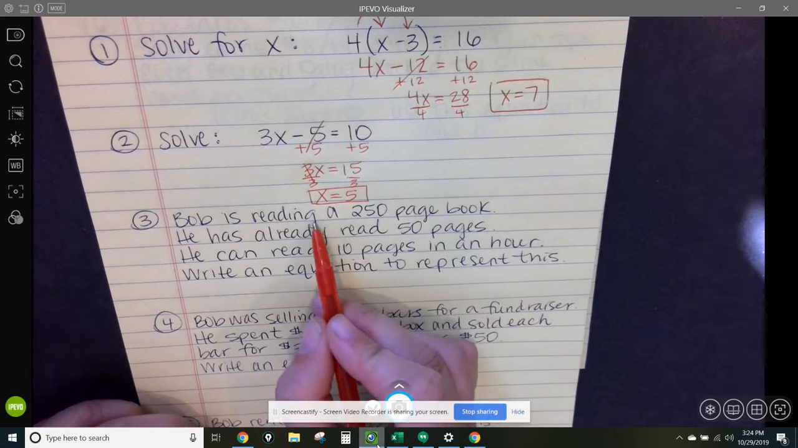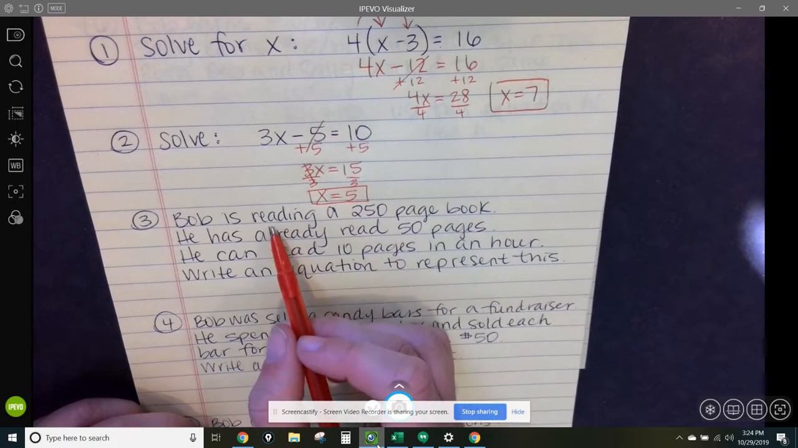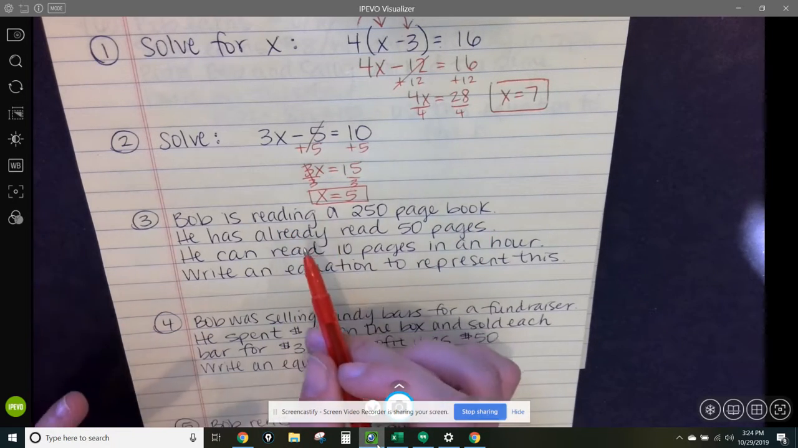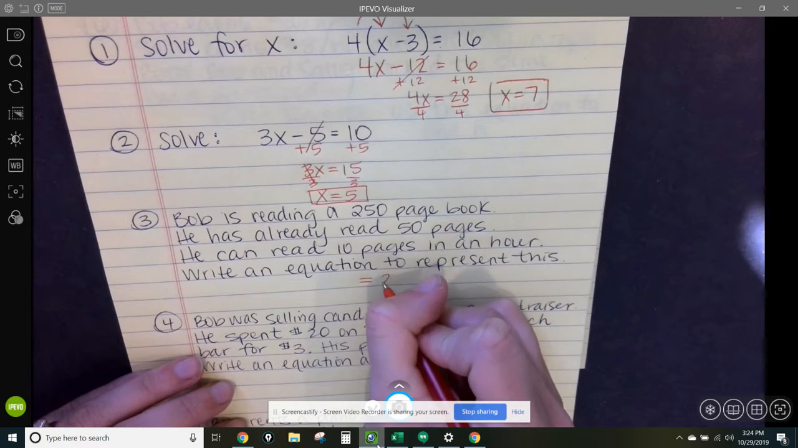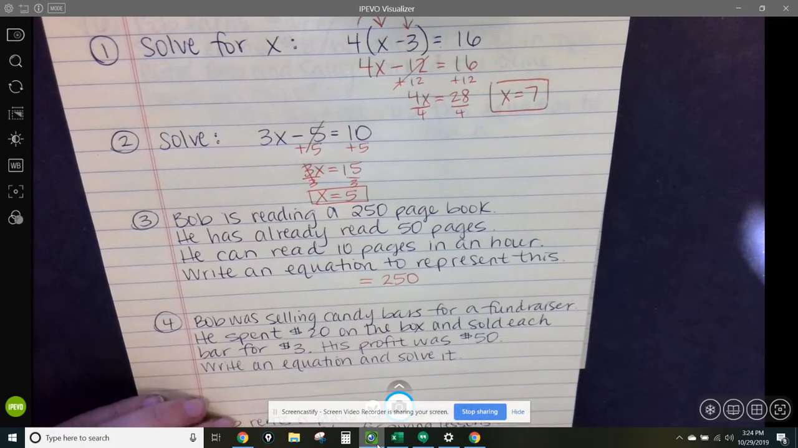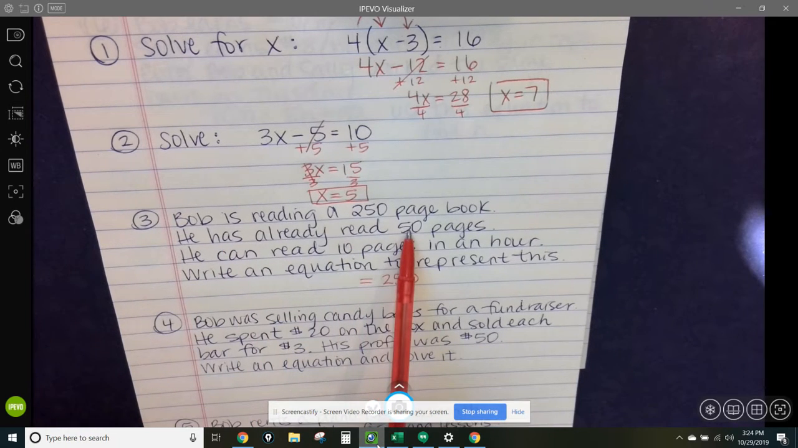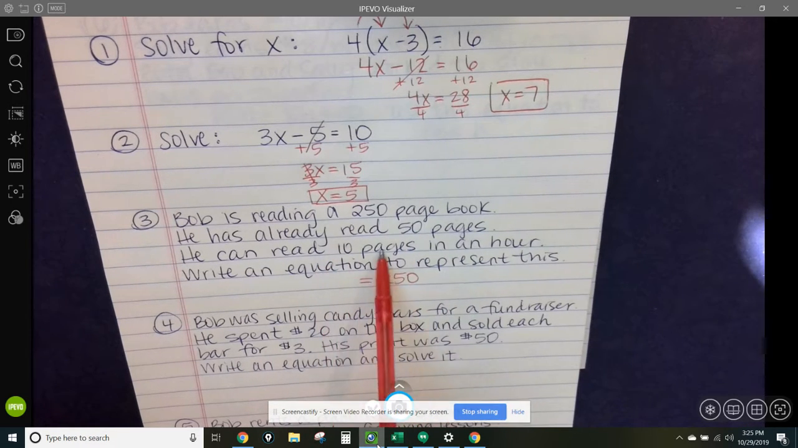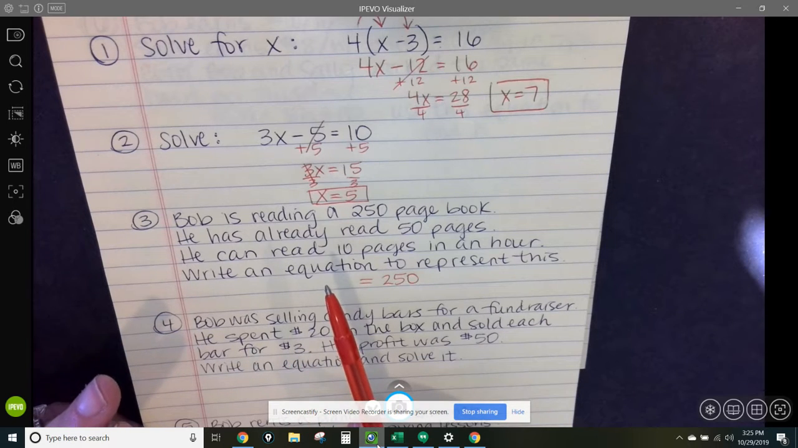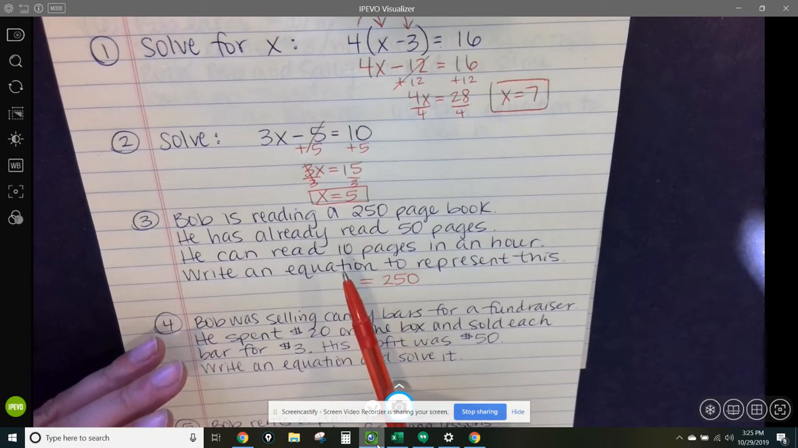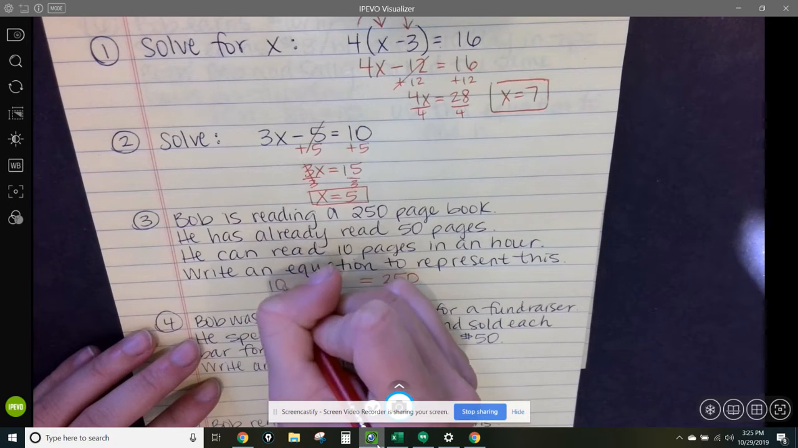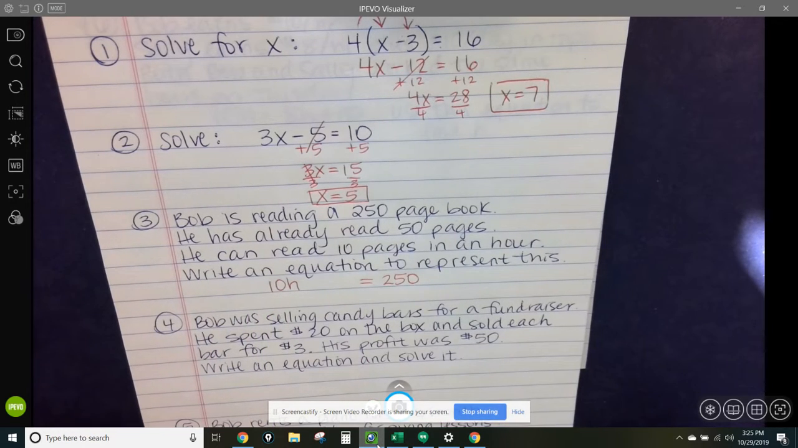So we know that the book is 250 pages altogether. So when I hear like the total is 250, to me that kind of means equals 250. So I'm going to start by writing that. I know the whole book equals 250. So he's already read 50 pages, and he can read 10 pages in an hour. So the 10 pages in an hour, that's like multiplication. If he reads for 1 hour, that's 10 pages. If he reads for 2 hours, that's 20 pages. If he reads for 3 hours, it's 30 pages. So it's like 10 times the number of hours he reads.